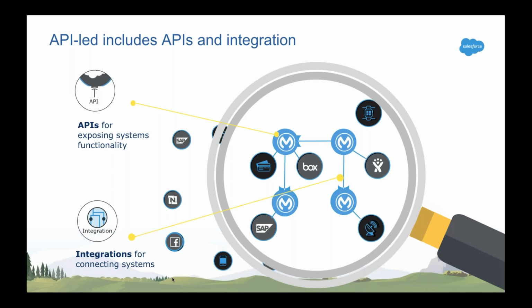API-led connectivity really consists of two key components, right? APIs for exposing system functionality, as well as integration flows for connecting systems and synchronizing and transforming data. So let's dig a bit further into what these APIs look like in specific.